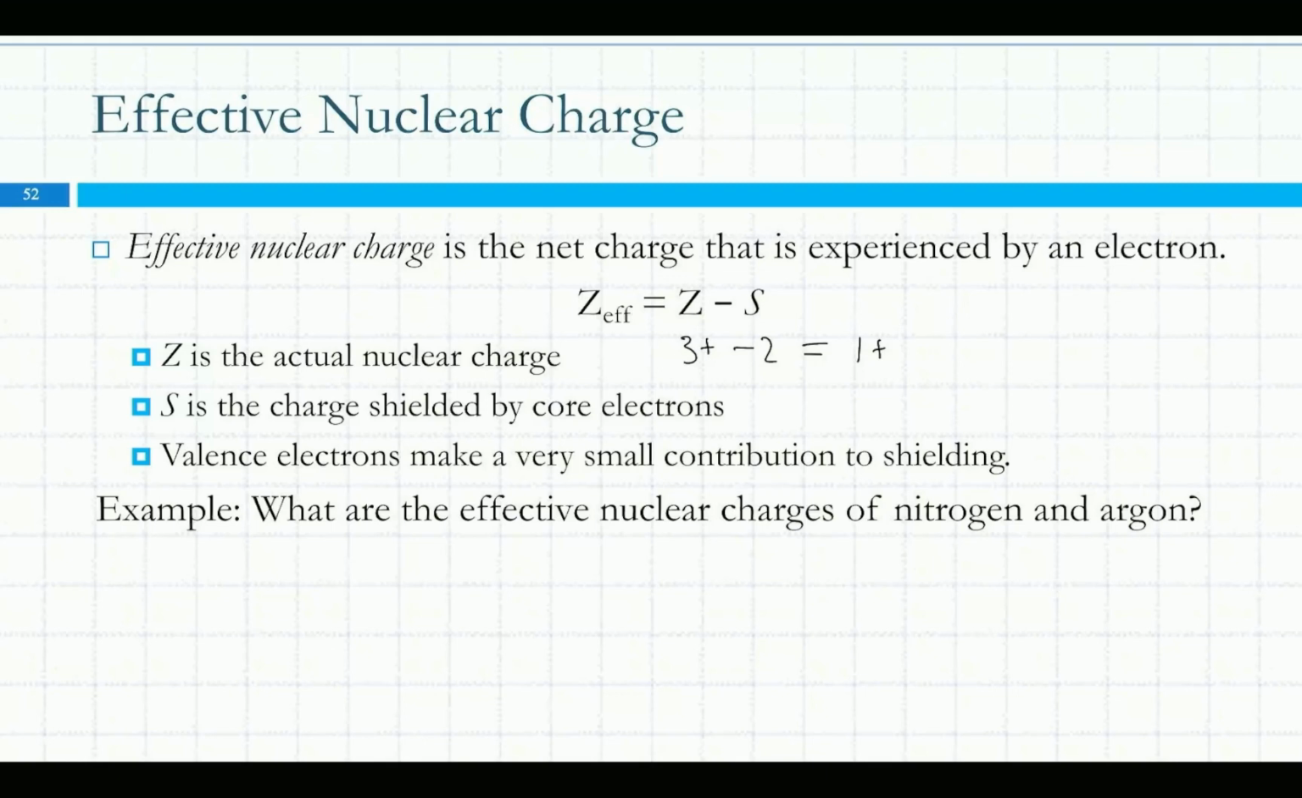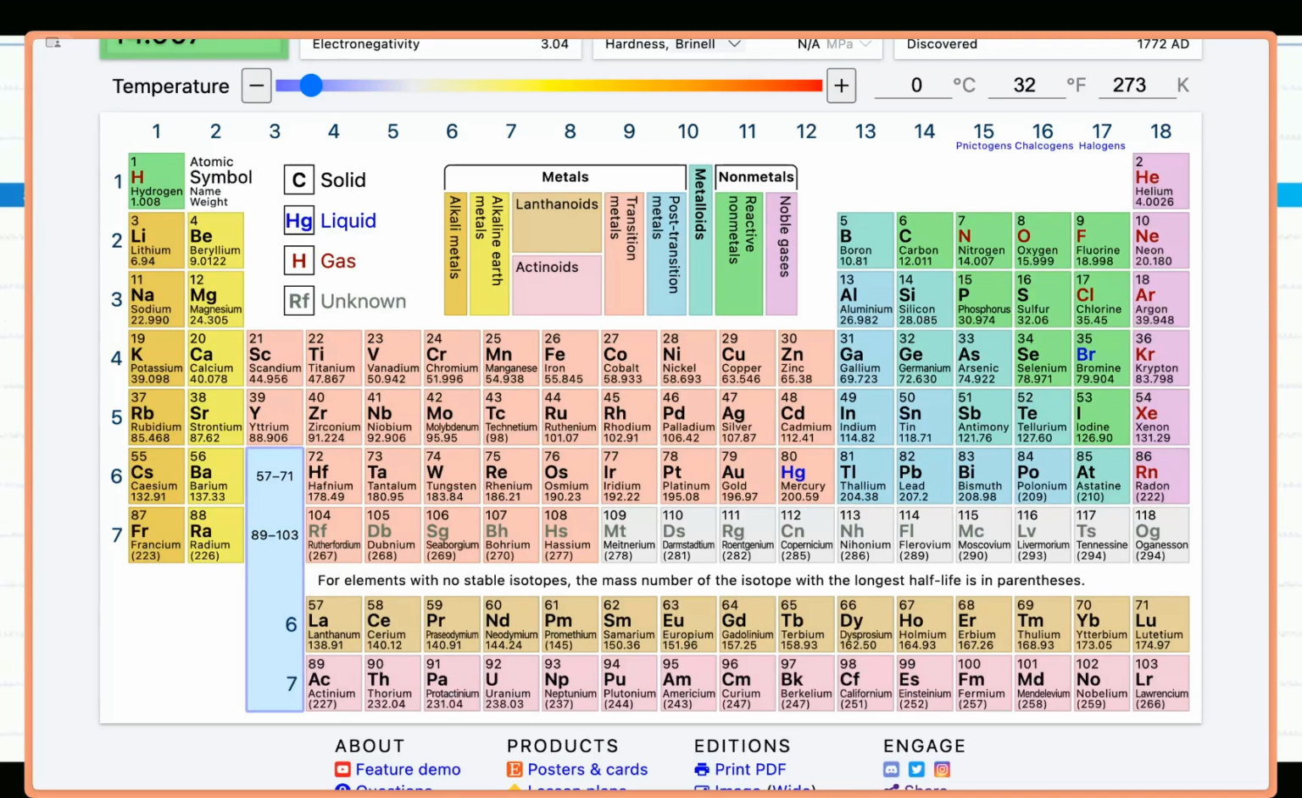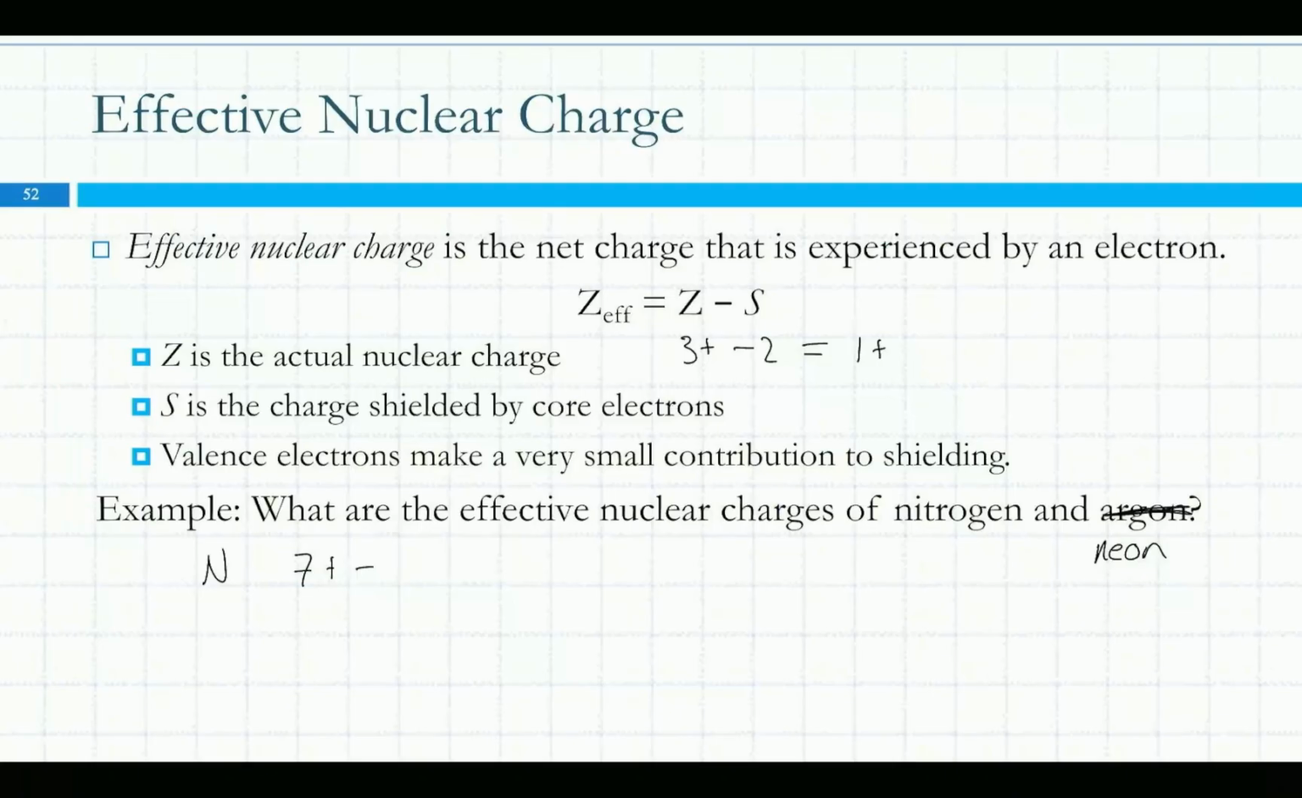So if we look at nitrogen and neon. So nitrogen has how many protons? 7. So nitrogen's going to have 7. Now, how many valence electrons does nitrogen have? 5. So how many core electrons does it have? 2. We'll have 2 core electrons. So we'll do positive 7 minus 2. So that's an effective nuclear charge of 5 plus.